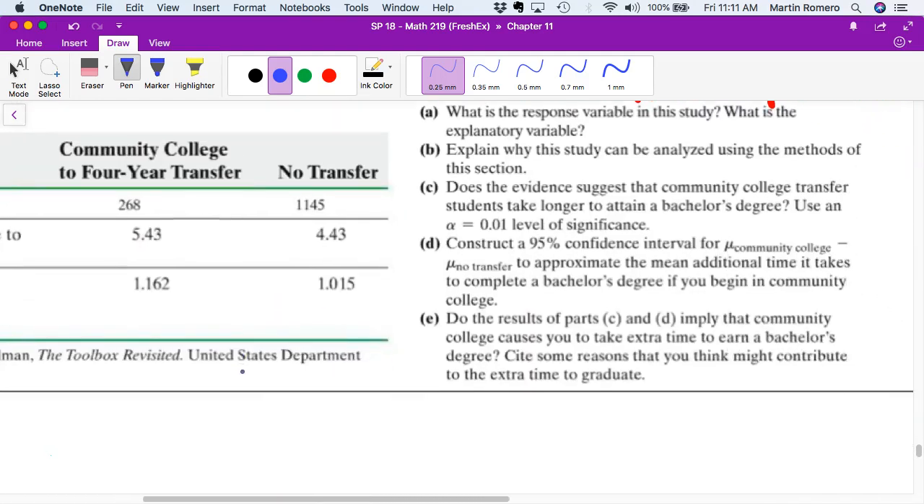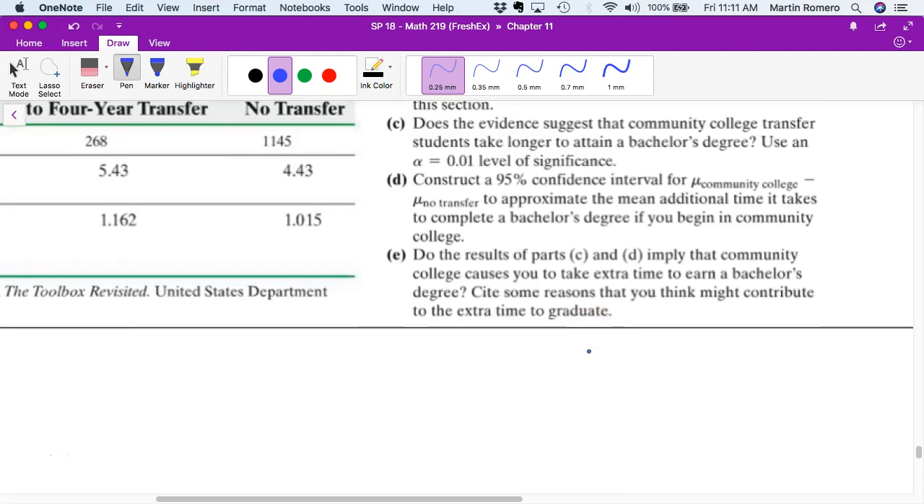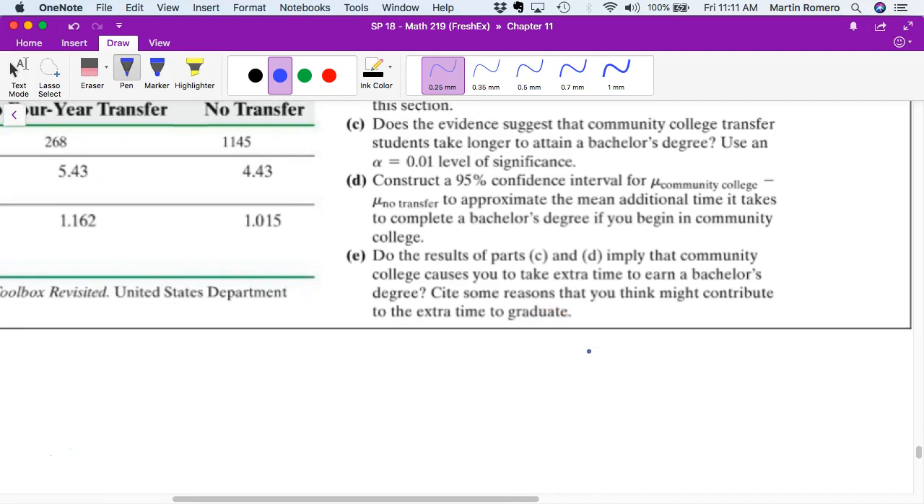Let's see, did we answer everything? Part E, do the results of C and D imply the community college causes you to take extra time to earn a bachelor's degree? Cite some reasons you think this might contribute. And so what's our conclusion in this case? What are you thinking about? Maybe you already had that since you're community college students. You had some idea already.